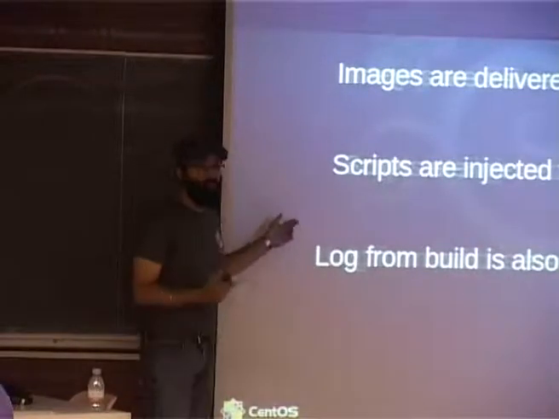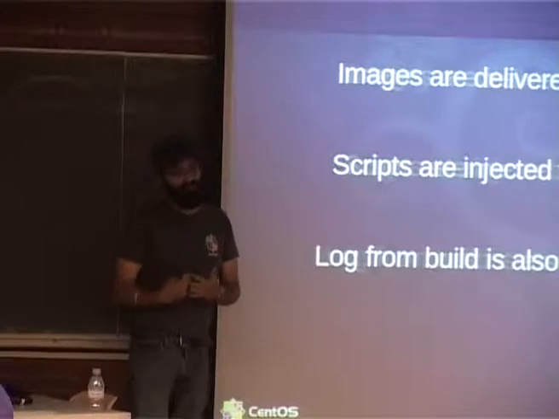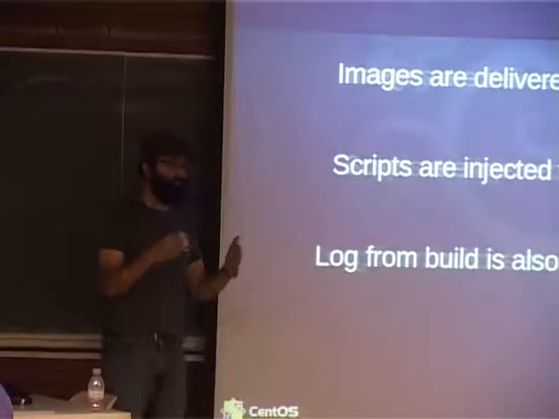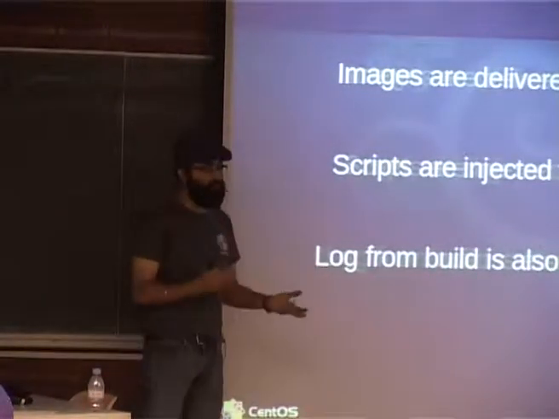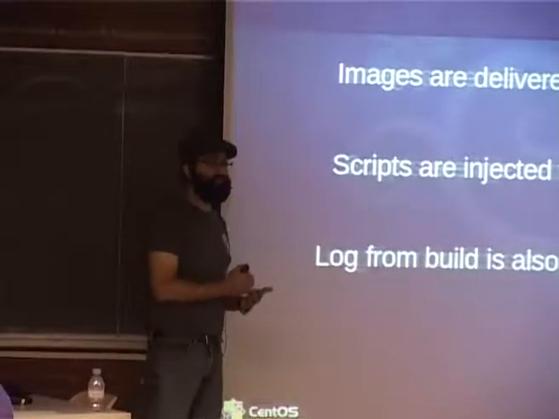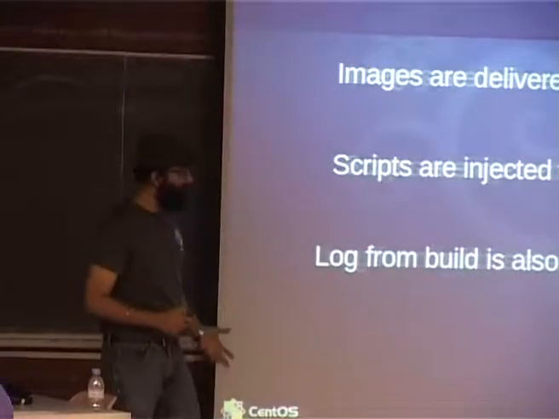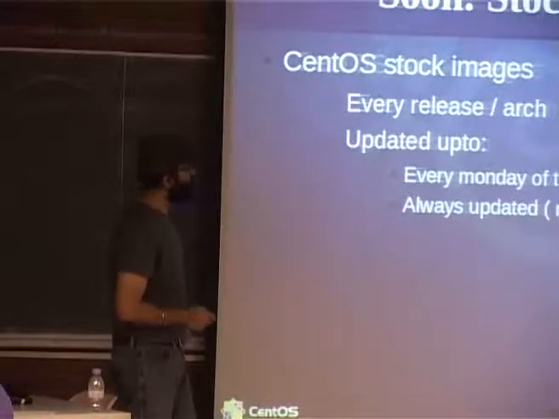Scripts are injected via loop mount. This is what we were talking about: if you specify a post-run script, it'll be run after the VM is delivered to the head node. So you can do stuff like wget or git clone. If you want your Puppet manifest to be injected into the instance before it's delivered to you, that's a good point to do it. And the entire log is available.